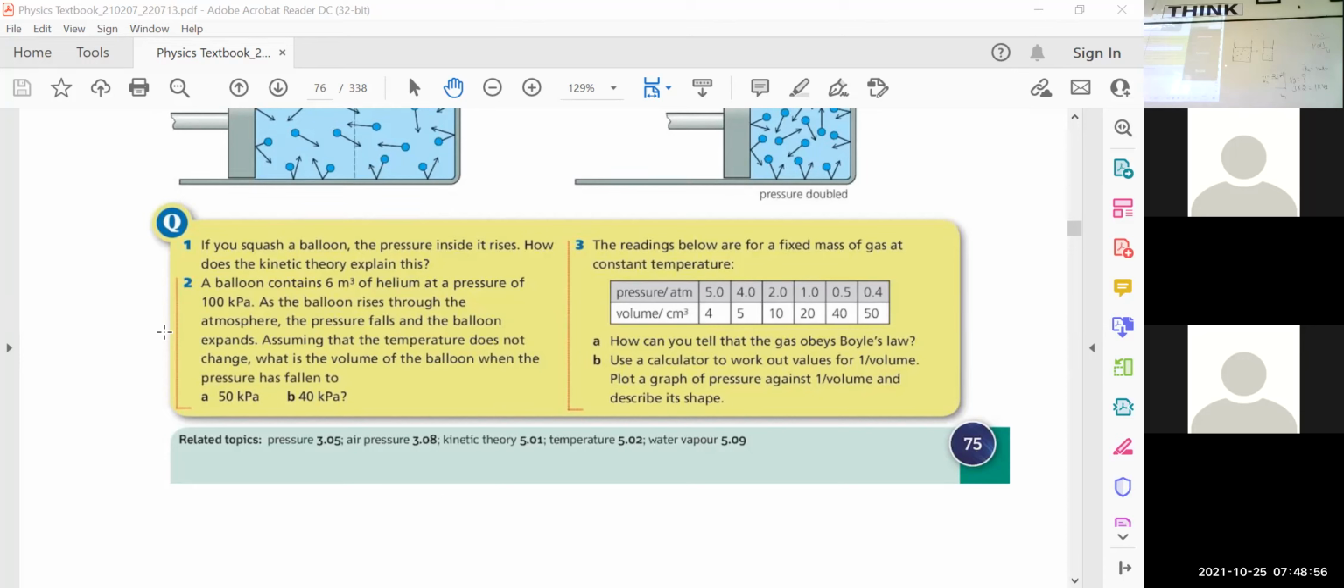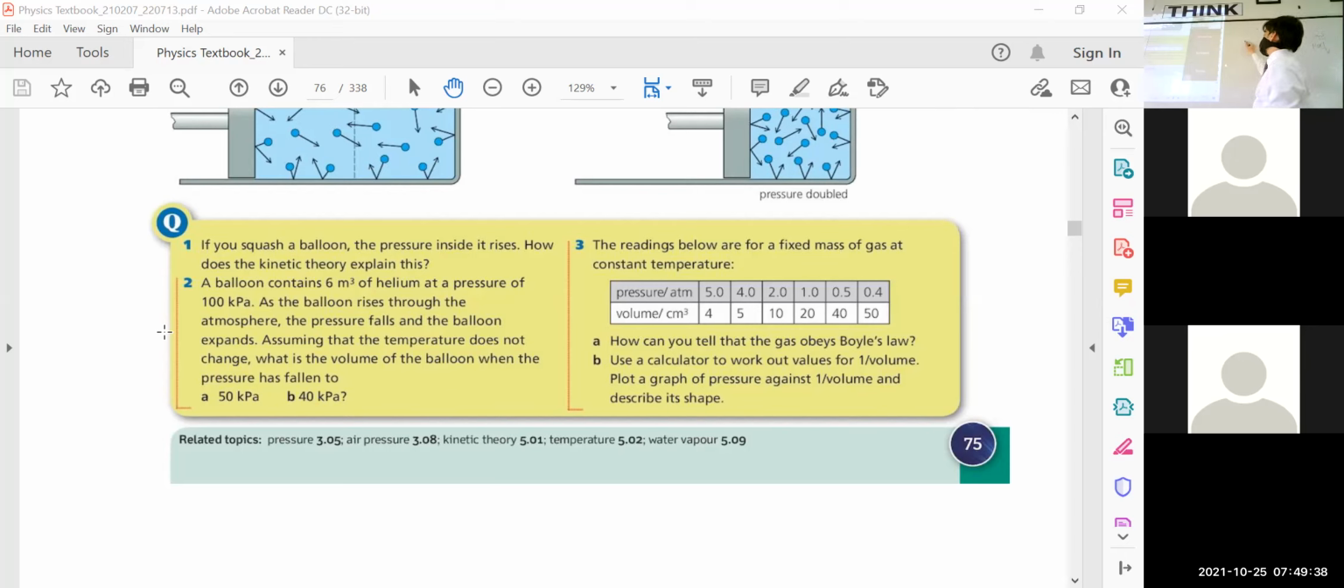100 kilopascal. This is the initial pressure. This is the initial volume. The pressure falls, decreases, and the balloon expands. Pressure decreases, volume will increase, the balloon will expand. And the temperature doesn't change. Boyle's law, you took that. What is the volume of the balloon when the pressure has fallen to 50 kilopascal? Please do that. Apply the equation. You can type your answer in the chat box.